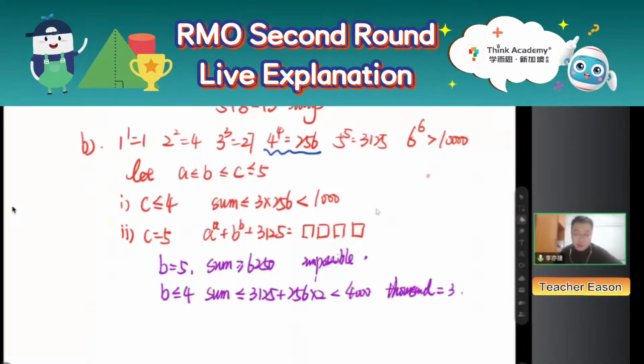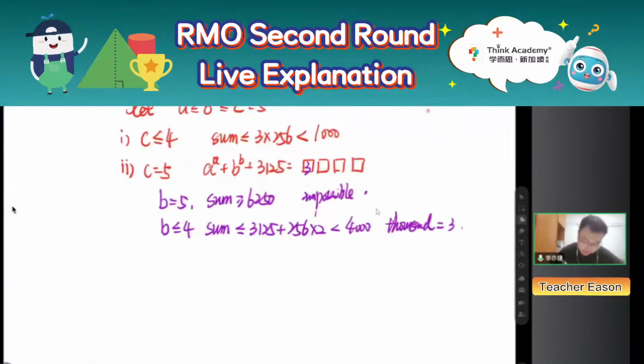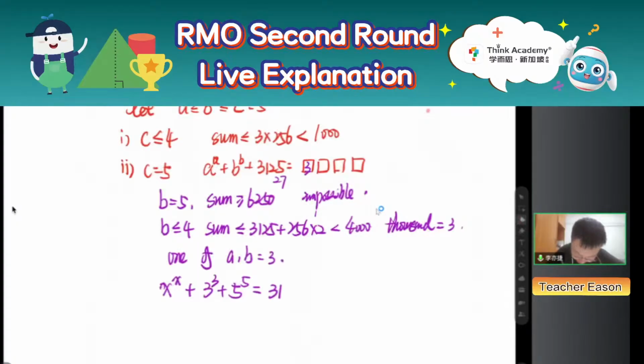If the thousands digit is 3, which means we must use one of the digits 3. Maybe B is the 3, or maybe A is the 3. We don't know. But one of A and B is the 3. Then we say the other one is x. We don't know if it's A or B. So x to the power of x plus 3 to the power of 3 plus 5 to the power of 5 equals 3152 plus x to the power of x. This is a 3-something-something-something number.